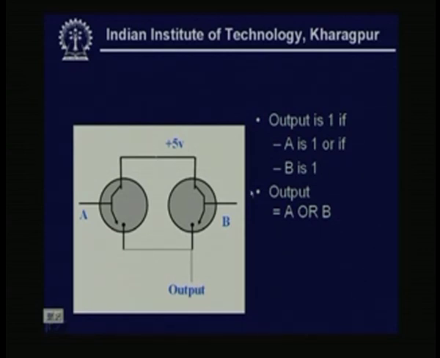and if both are connected then obviously it will be 1, but only if both are disconnected, that is the situation when the output will be 0, because if both are disconnected then there does not exist any path to get this high voltage in this line. So, if we summarize, output is 1 if A is 1 or if B is 1, and output is written as A or B. So, this is my concept of OR gate.